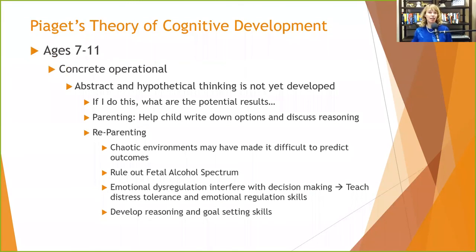Ages 7 to 11. Last time we talked about up to age 6, I believe, so there was a little bit of overlap in that first stage. Ages 7 to 11 are concrete operational. When you think about concrete operational, think about tangible. This is when kids are working with blocks and writing things out. If they're trying to figure something out, they're drawing representations of it. They're not able to do it mentally yet, so abstract and hypothetical thinking is not yet developed.